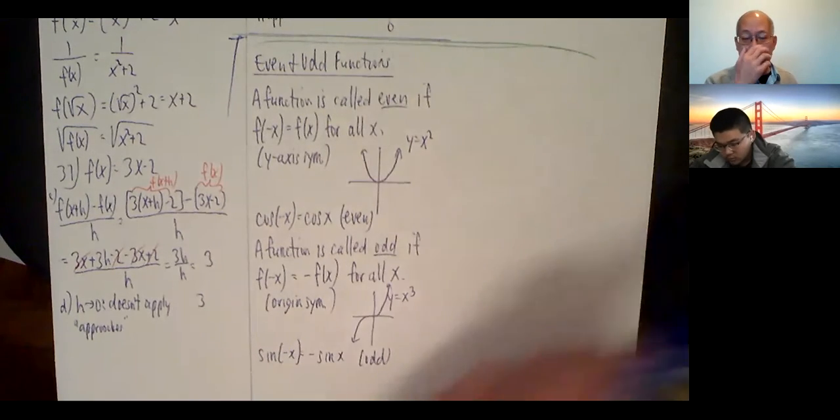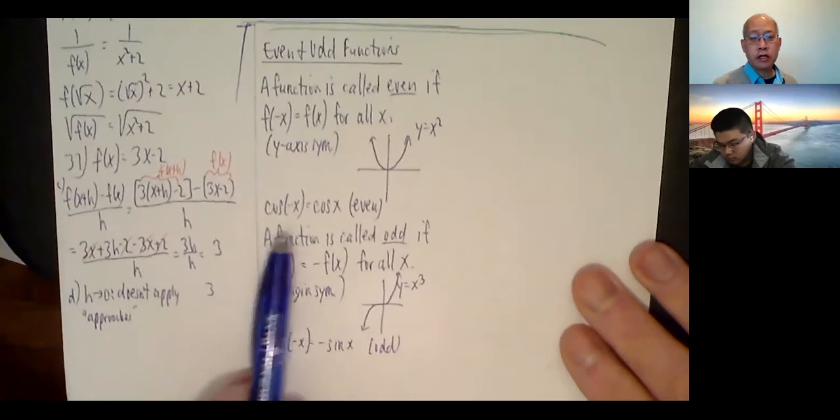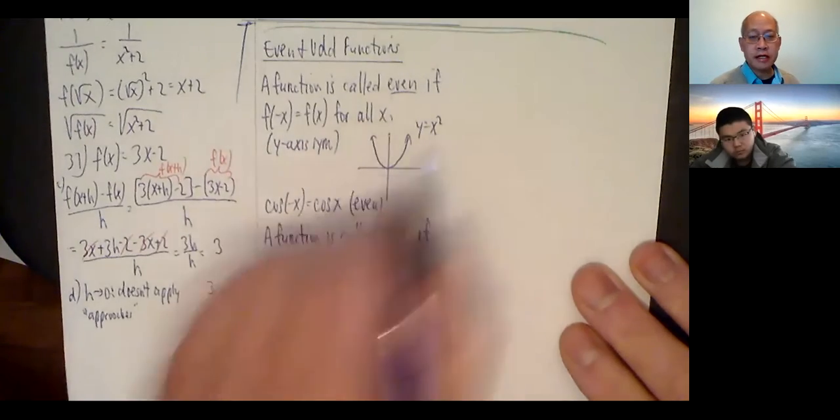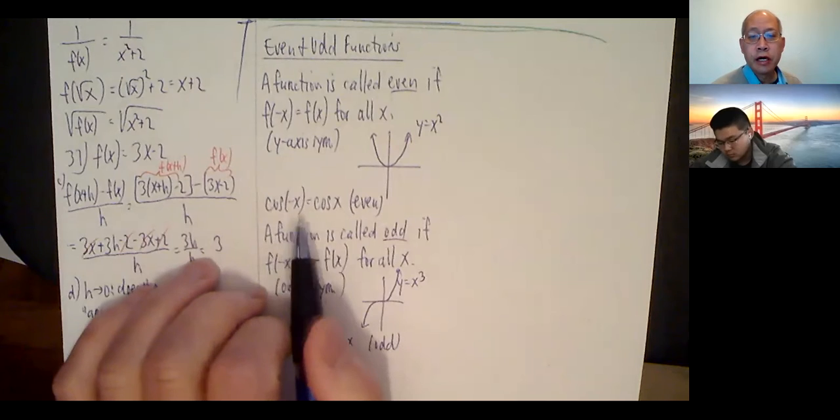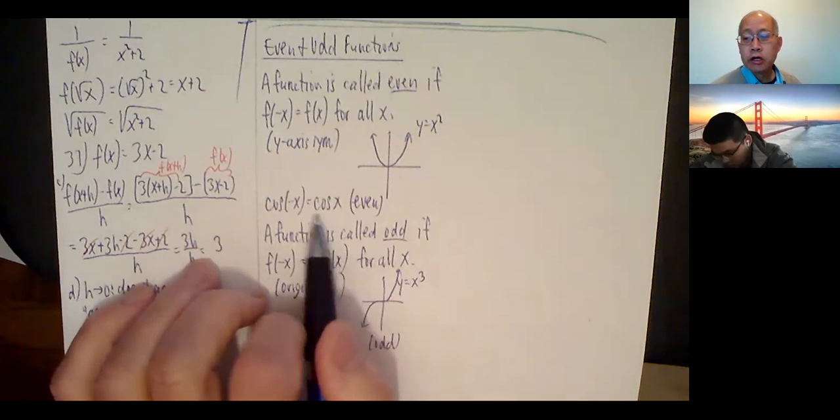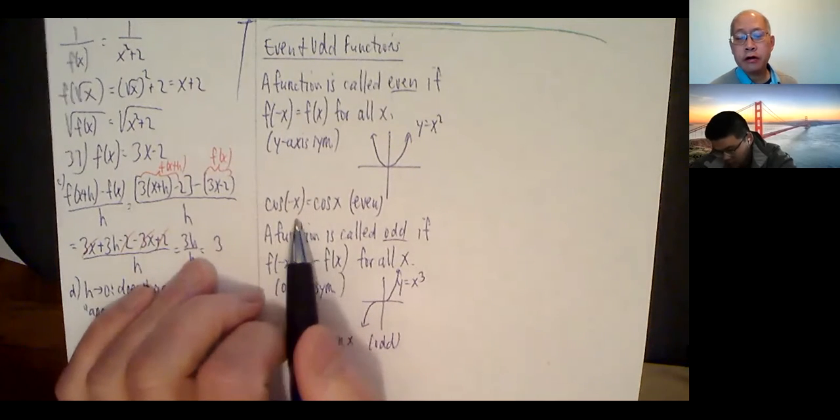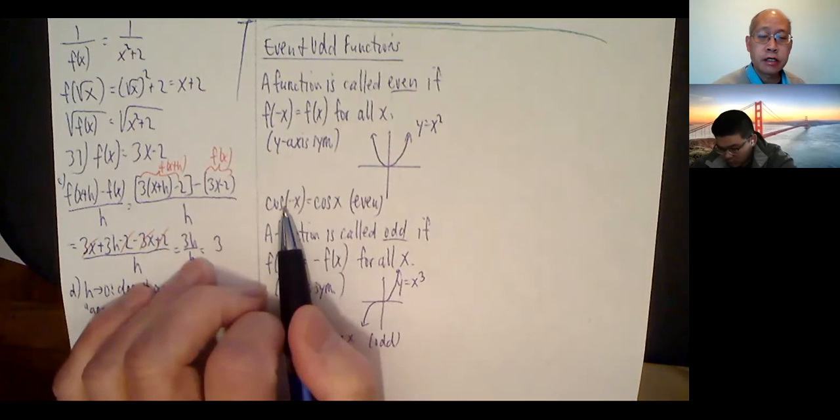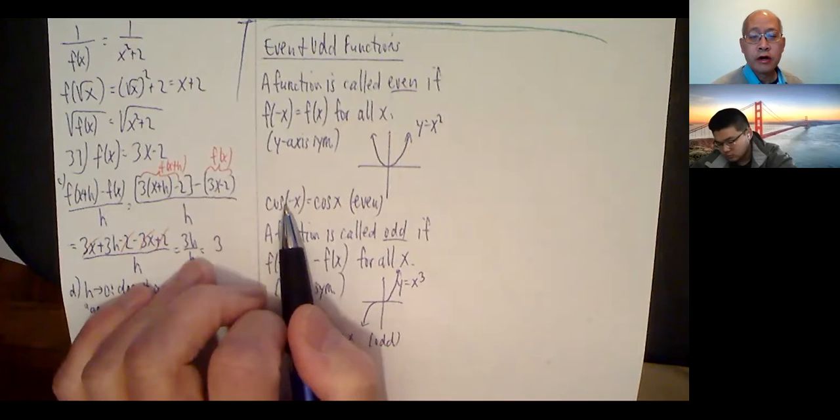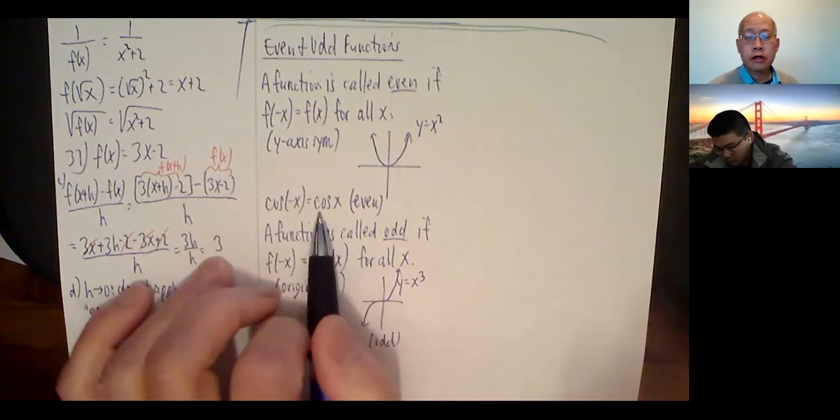A trig example is the cosine function. The cosine function doesn't look like this, but by definition, it's even. The cosine of negative x from trig is always the same as the cosine of x. So for instance, if you were to punch out on your calculator cosine of 17 degrees and cosine of -17 degrees, they'd be the same. Or cosine of pi over 12 and cosine of -pi over 12, they'd be exactly the same. So cosine is also an even function.